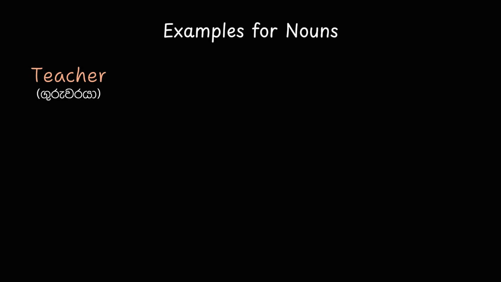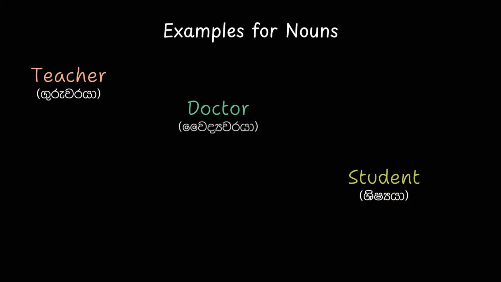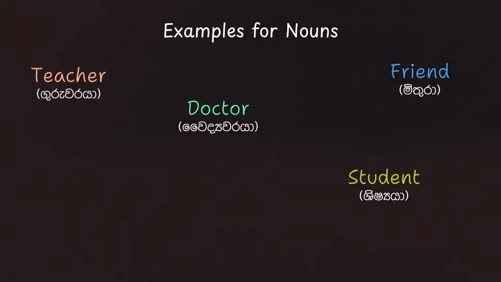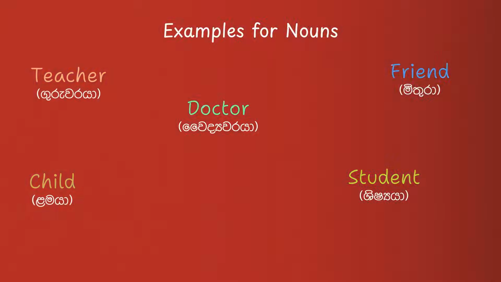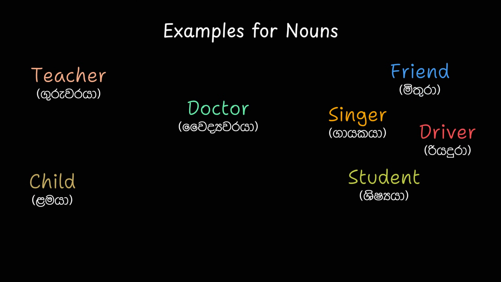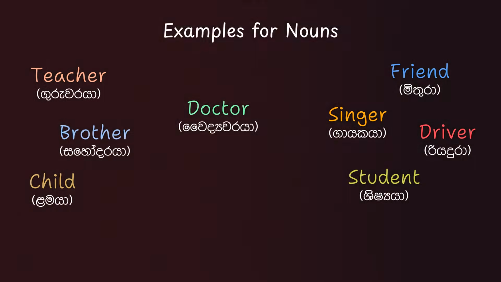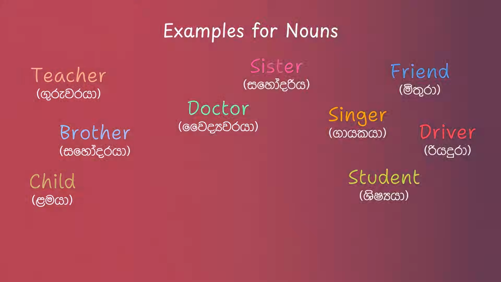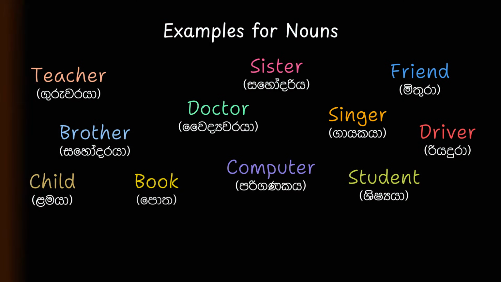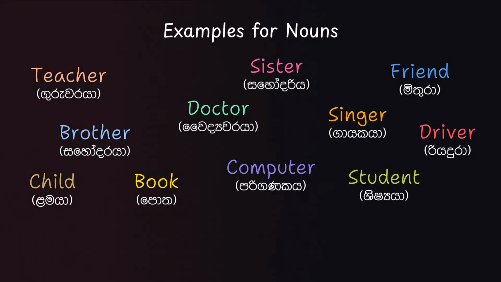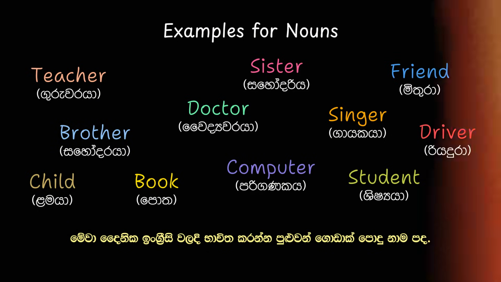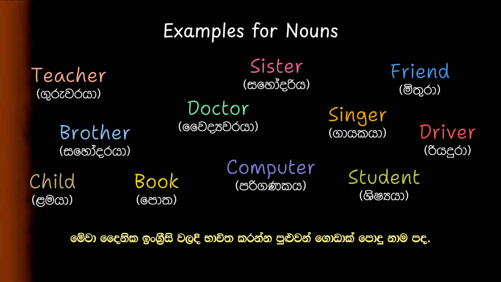Teacher, student, doctor, friend, child, singer, driver, brother, sister, computer, book. These are very common nouns you can use in everyday English.